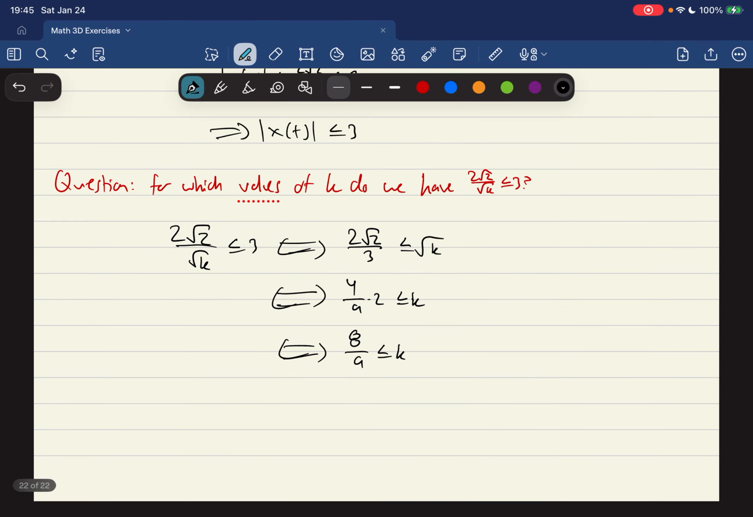Thus, the mass stays between negative 3 and 3 whenever we have that k is at least 8 over 9. And this is the range of k values, therefore, that solves our problem.